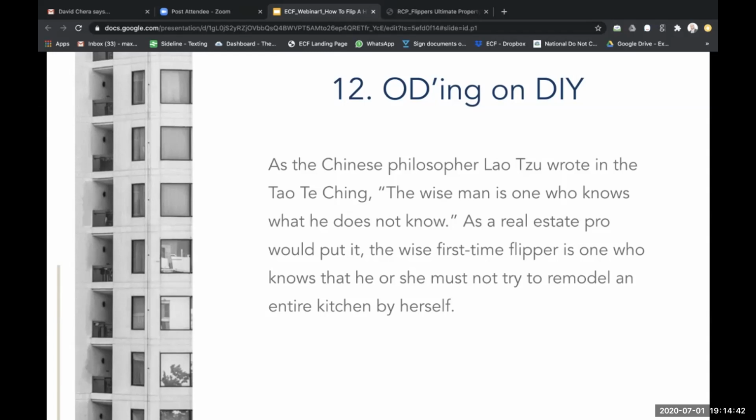As a real estate pro put it, the first flipper is one who knows that he or she must not try to remodel an entire kitchen by herself. So what I'm saying there is, again, get advice from maybe friends or other investors from your networking events or seminars. Find out what needs to be done. Do I spend $20,000 on the kitchen? My contractor's telling me I need $40,000. Well, yes, I would definitely ask questions to somebody that knows, but at the same time, is that ARV going to get me $20,000 more spending 20 grand more on a beautiful kitchen?